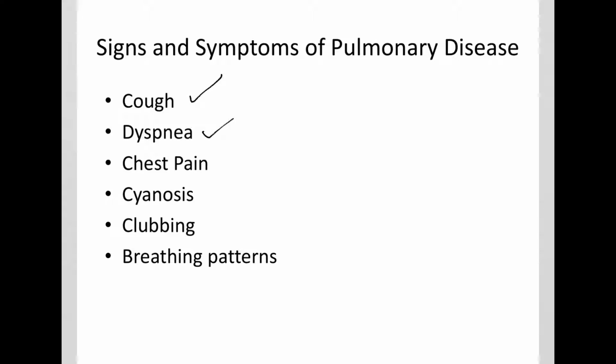Chest pain. Are they experiencing any chest pain? Now, we typically think chest pain and MI or heart attack, but we also have chest pain with pulmonary disease, pain that might increase with deep breathing, pain that might increase with coughing.